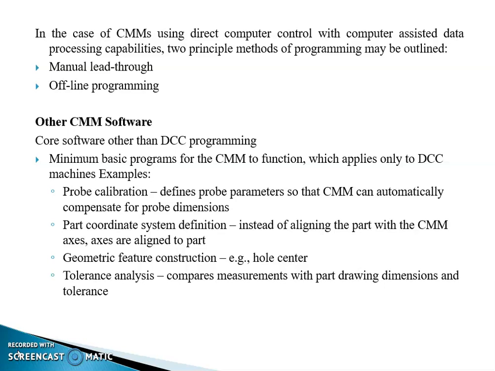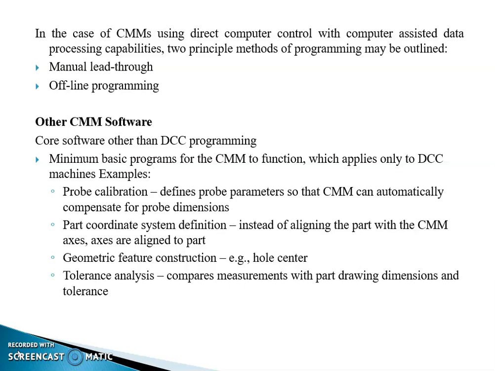Here, some of the core softwares other than DCC programming, that is manual lead through and offline programming, are some minimum basic programs for the CMM to function, which apply only to DCC machines. Example, probe calibrations. This defines probe parameters so that the CMM can automatically compensate for probe dimensions.